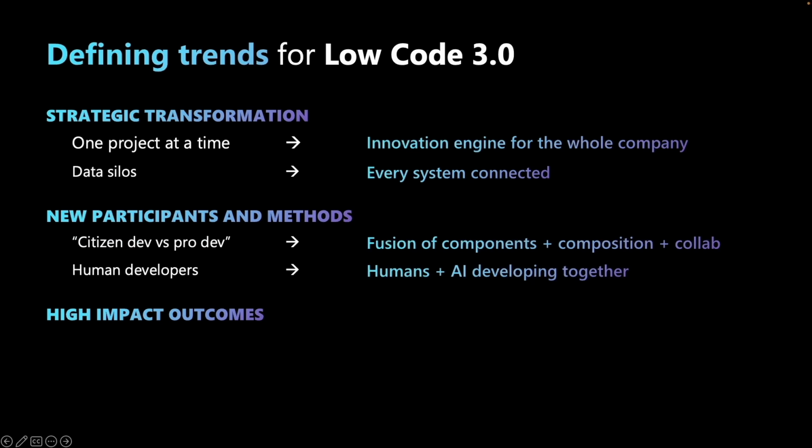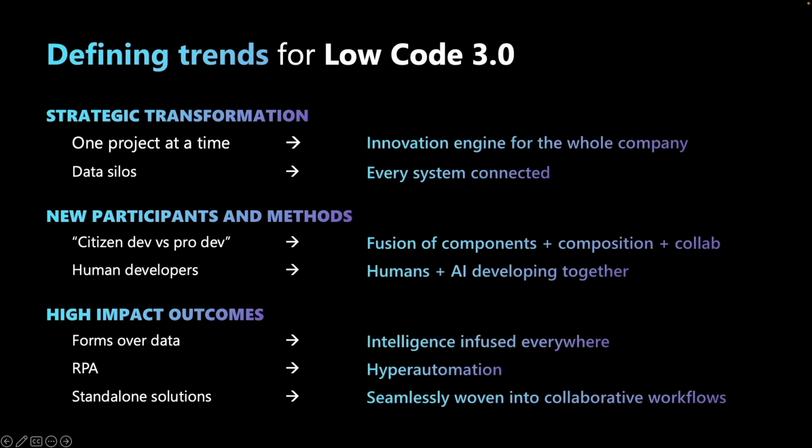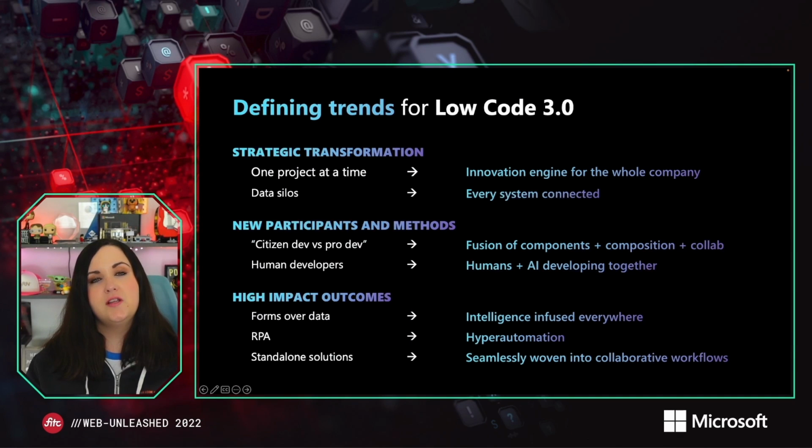And the important thing to really hit on here is it's not about low-code versus pro-code, or citizen developers versus pro developers. It's about both of those audiences and both of those tools coming together to provide solutions in what we call fusion scenarios. But it's also the intersection of humans and AI. So having humans and AI develop together through some of the AI-assisted development that we have in low-code. And then finally, we have hyper-automation, moving beyond forms over data into intelligence infused everywhere. And moving from standalone solutions into solutions that are seamlessly woven into your collaboration solutions.